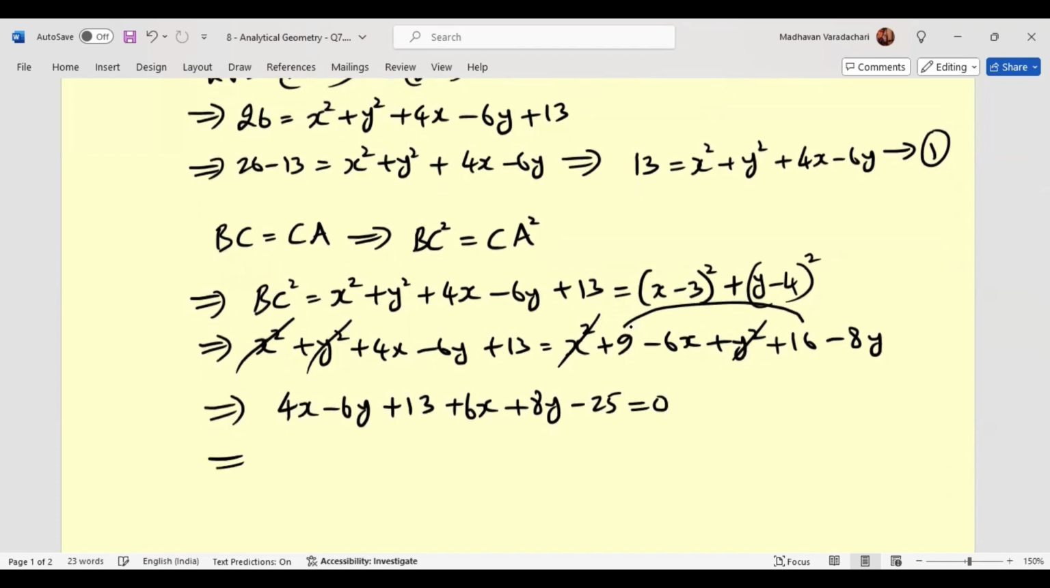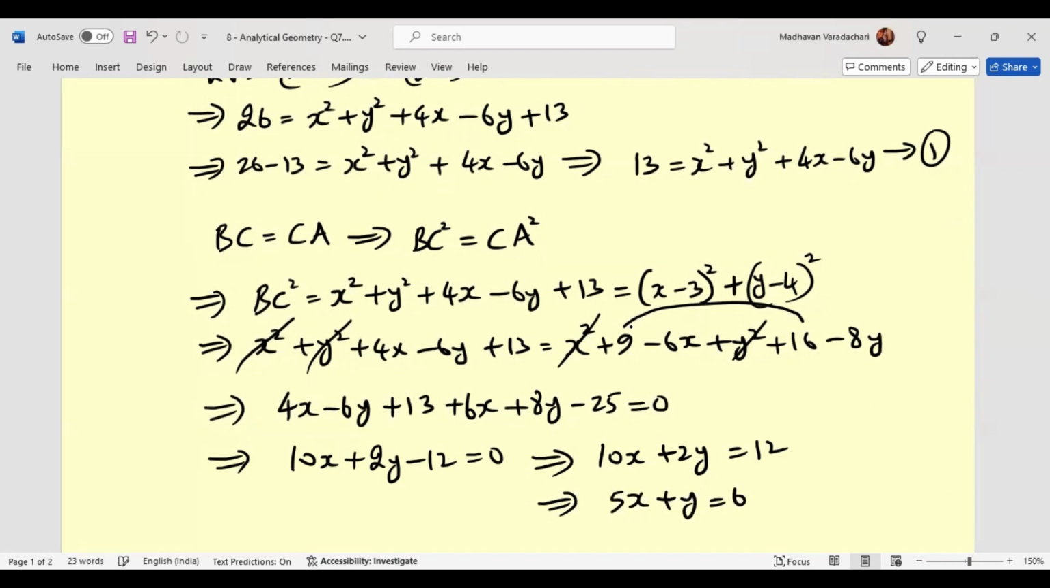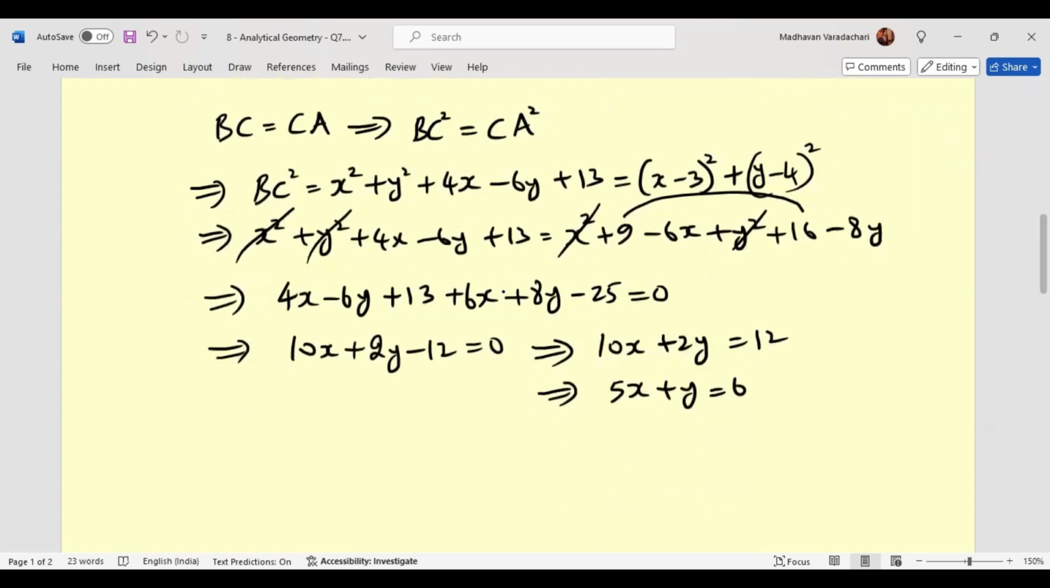Now 4x plus 6x, it becomes 10x. Minus 6y plus 8y, it becomes plus 2y. 13 minus 25, it is negative 12 equal to 0. Or we can rewrite this as 10x plus 2y equal to 12. Divide both sides by 2, we get 5x plus y equal to 6. So we can rewrite this as y is equal to 6 minus 5x. Consider this as equation 2.